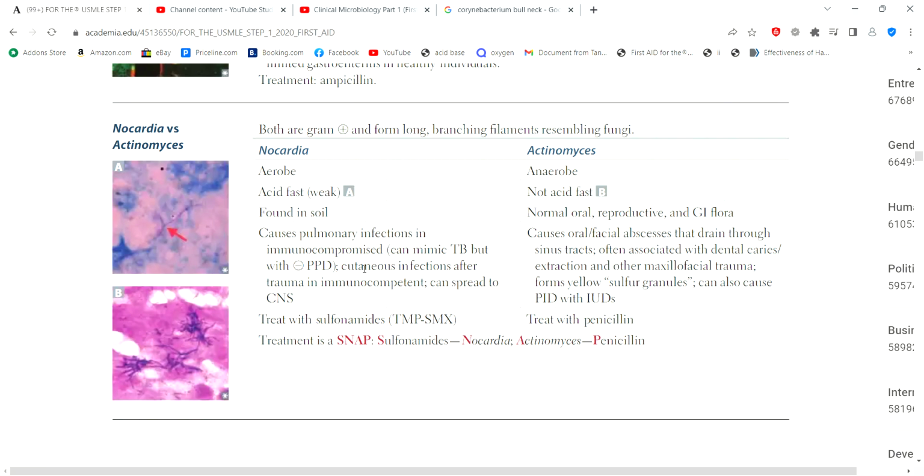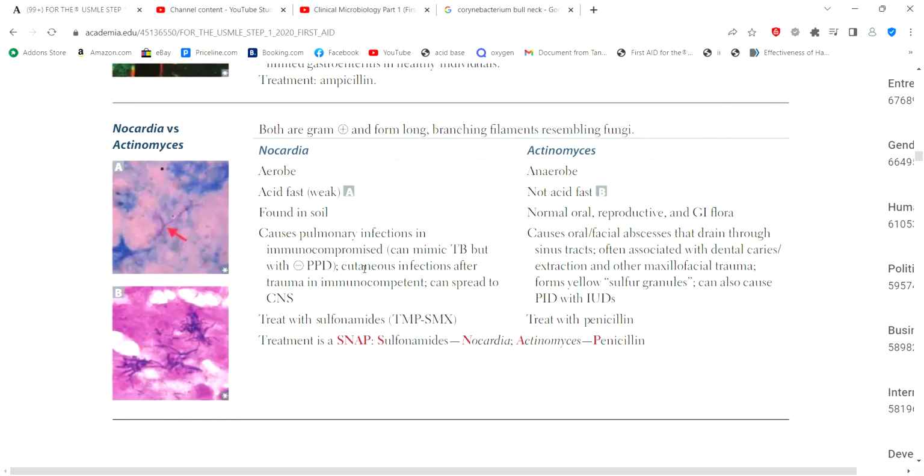Now, actinomyces does not need oxygen to survive. It is not acid fast. It's in the normal oral, reproductive, and GI flora. Causes oral facial abscesses that drain through the sinus tracts. It's often associated with dental caries, extraction, and other maxillofacial trauma. Forms yellow sulfur granules. Can also cause pelvic inflammatory disease and IUDs.